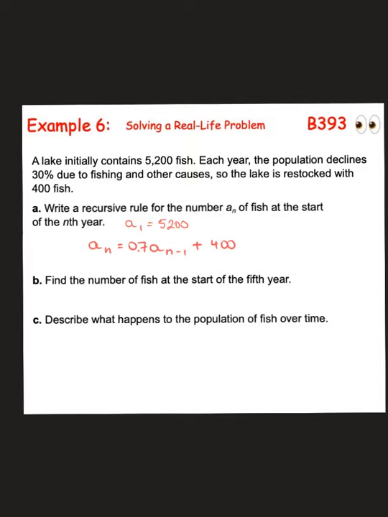To find the fish population after the 5th year, we are going to use our graphing calculator. So the first thing I'd like you to punch in your graphing calculator is 5,200 and then enter.